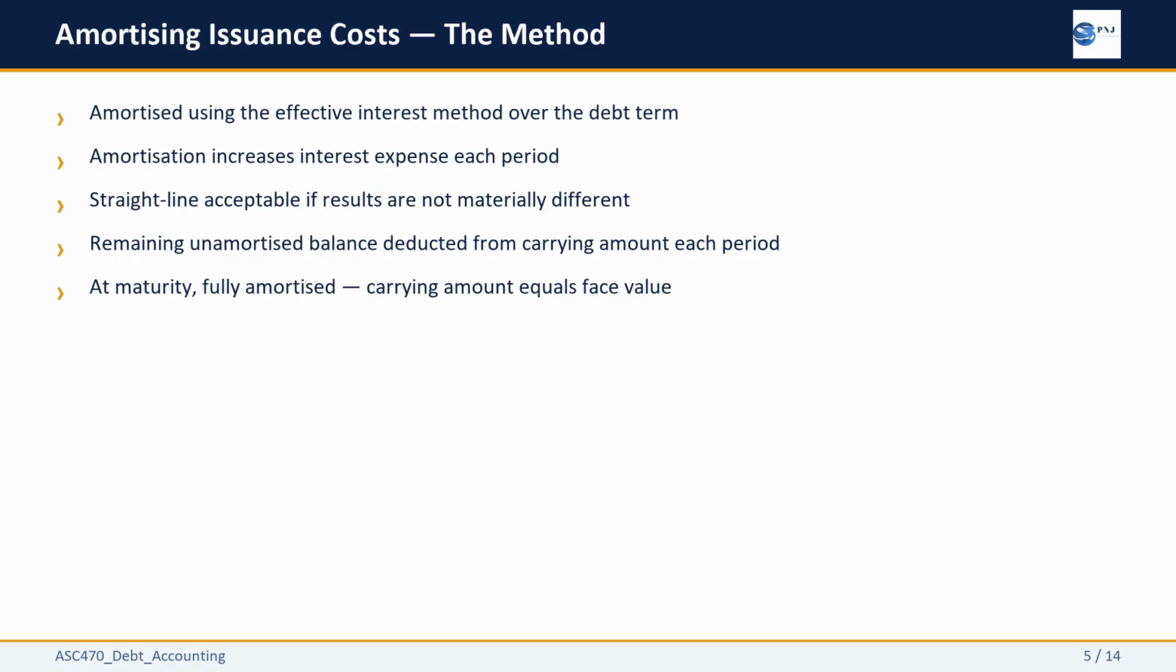Issuance costs do not sit static on the balance sheet. They amortize over the life of the debt. The required method is the effective interest method, which means the amortization amount is slightly different each period as the carrying amount changes. Here is why it matters. Every dollar of issuance cost that amortizes increases your interest expense in that period. So the income statement impact builds gradually, period by period, until at maturity the costs are fully absorbed. Straight line is only acceptable when it produces a materially similar result, which it often does for smaller amounts.